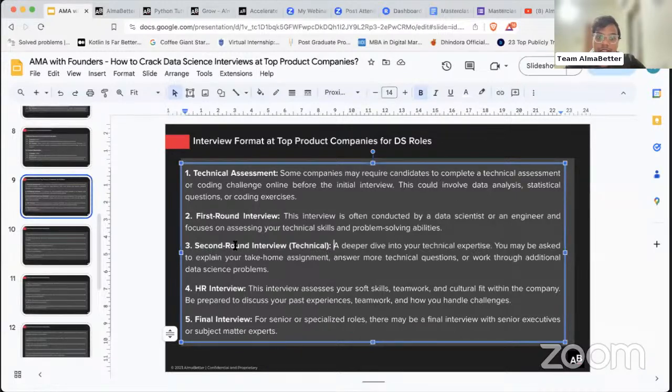So this is the third step. After clearing the second technical round, there will be an HR interview. In the HR interview, they will ask you small things, as they just want to know about your soft skills and how you can work in a team environment. After that, she will also discuss your package. You can negotiate, and she can negotiate. After that, the final interview, which will be with the senior level executives in the company. Once you're done with the final interview, you get the job. That's it.